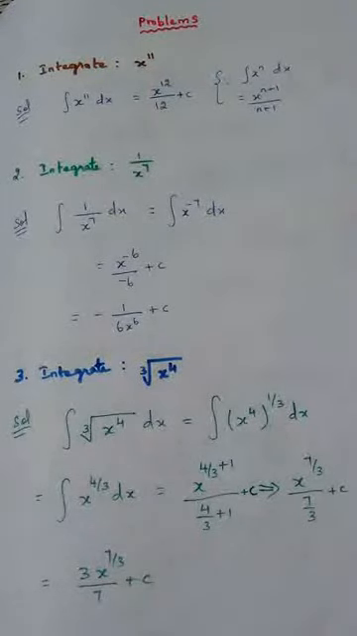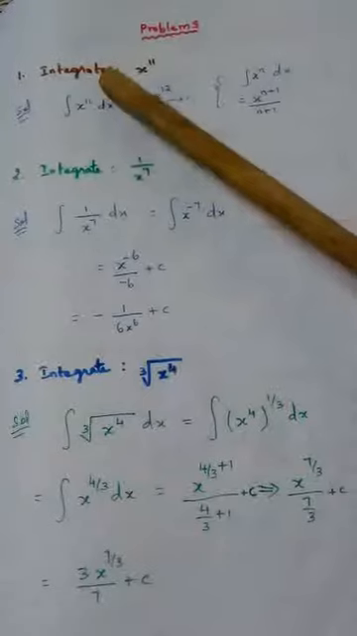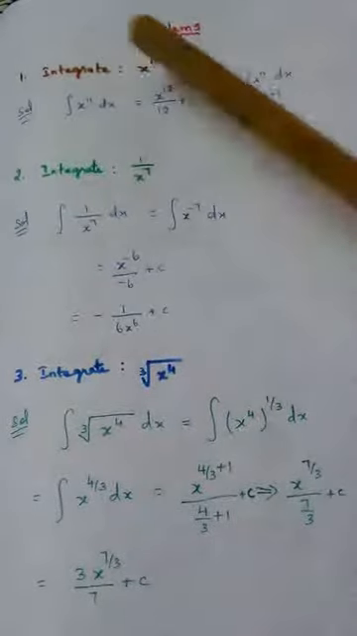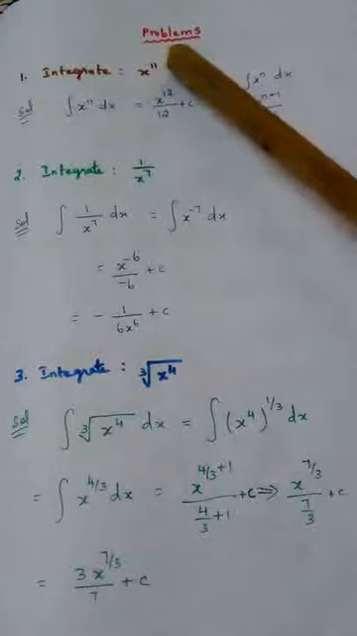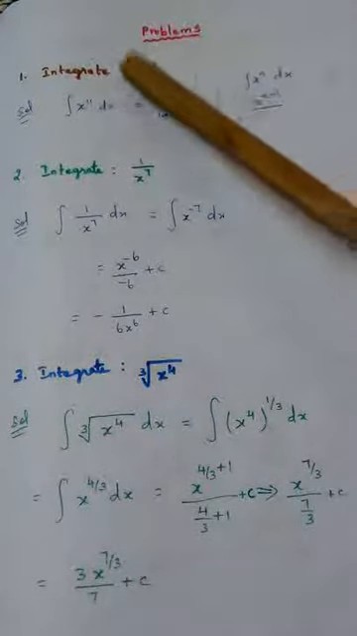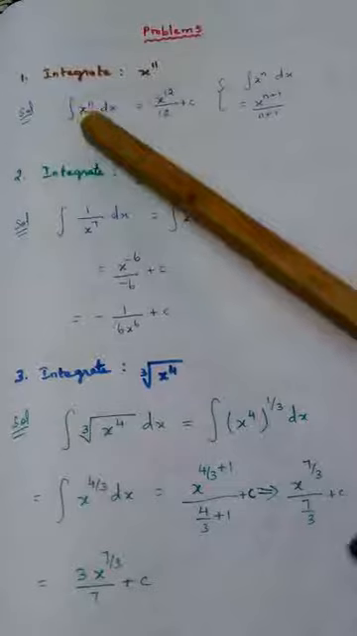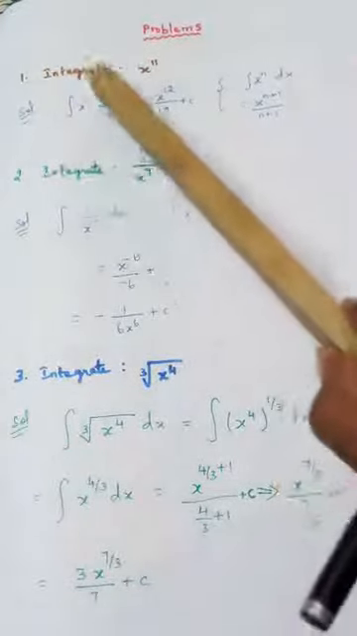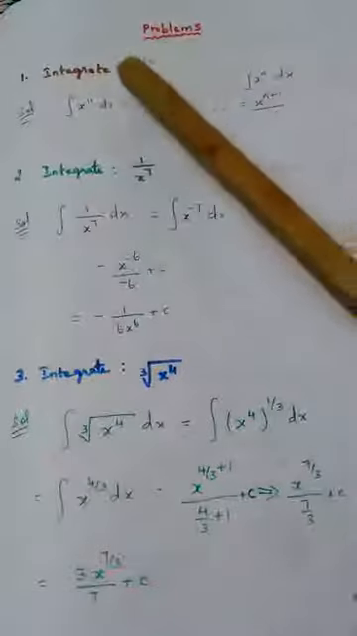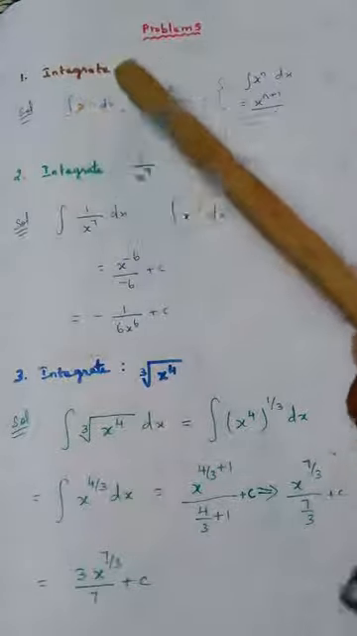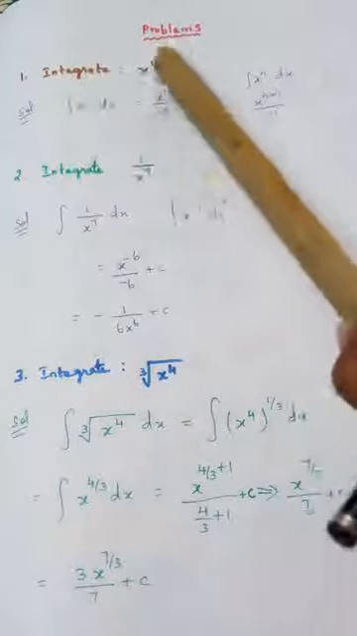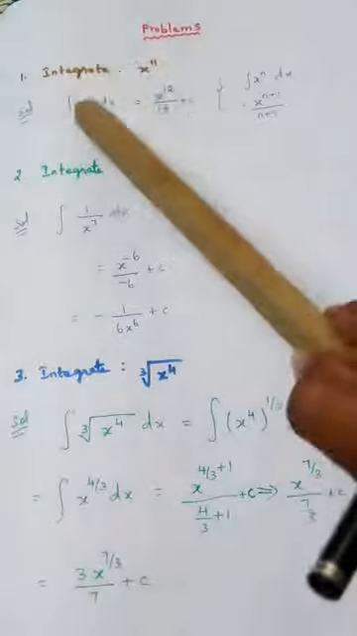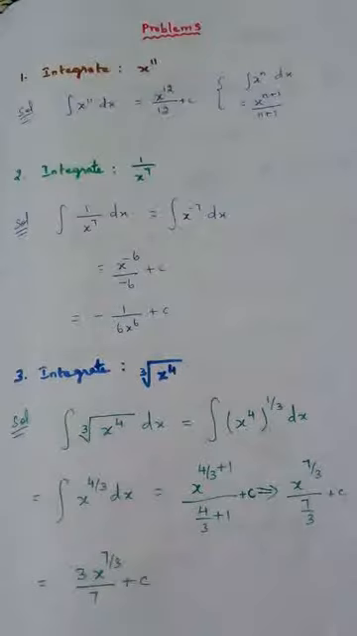Problem number 1. Integrate x power 11. So this is the question. The meaning of this question is this. In the answer we will write, since they have given integrate, we put the integration symbol. So integral x power 11 dx. So integrate x power 11 means we should write integral x to the power of 11 dx.